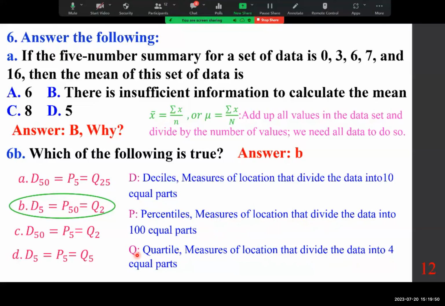So in this case, we have Q1, Q2, Q3. In this case, we have P1, P2, P3, all the way to P99. And over here, we have D1, D2, all the way to D9. So it cuts it into 10 equal parts, 100 equal parts, 4 equal parts.